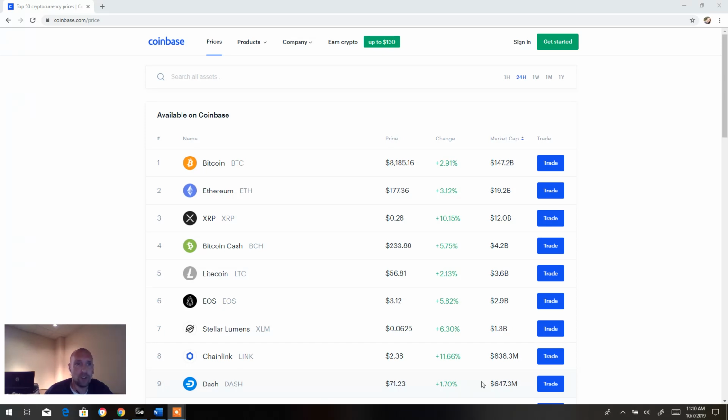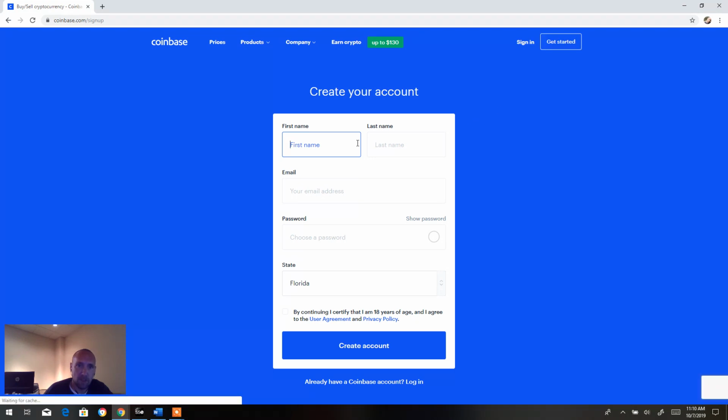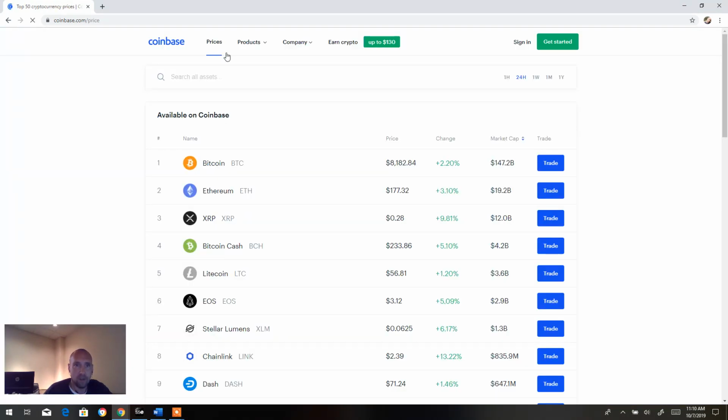So you would go to coinbase.com, all right? You hit get started. They're going to ask for your name, some information, and then they're going to ask for your debit card. They put a penny through and ask you to go through. And then this is where you come, and this is your wallet where you hold all of your coins.